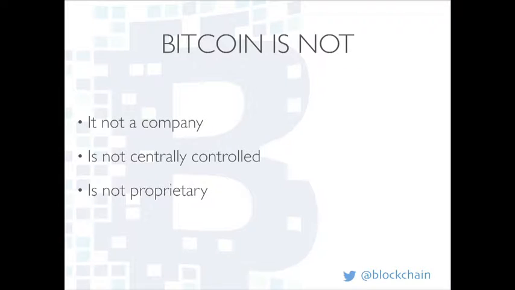Any computer that runs the Bitcoin software is a node that verifies and relays transactions to other nodes. The network of Bitcoin nodes is actually the world's largest distributed peer-to-peer network. Last I checked, there are over 7,000 Bitcoin nodes out there. What Bitcoin is not: it is not a company, it is not centrally controlled, and it is open source. Like I said before, Bitcoin is a protocol, much like HTTP or SMTP.